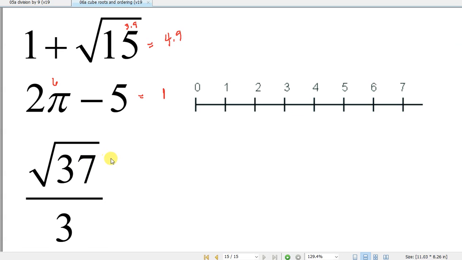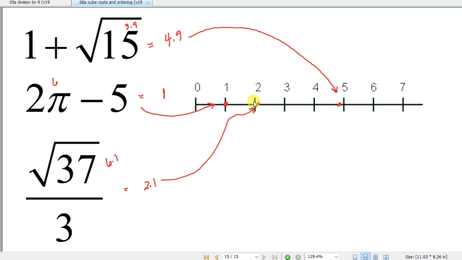And 37 is just a little bit more than a 6, isn't it? Maybe that's about a 6.1 divided by 3. And that's going to be just a little bit bigger than a 2, isn't it? So let's call this maybe a 2.1. So just estimating things really fast. Let's put them on the number line. 4.9, 1, 2.1. So just some quick estimates and putting them on a number line.